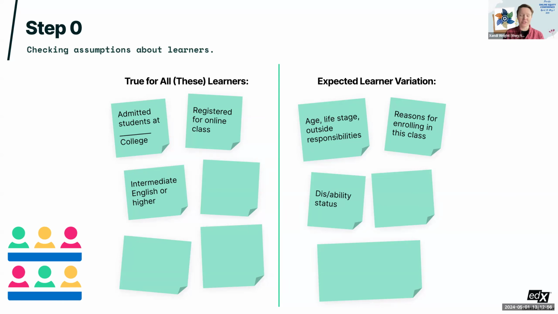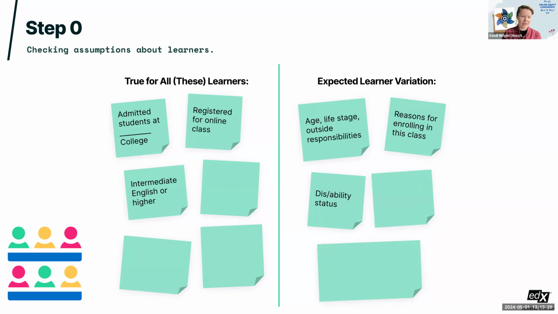So we know that our learners are going to vary by typically age, life stage, outside responsibilities, what brought them to this class, their disability or ability status. We could go on and on here. But being intentional about identifying the ways that your learners will differ from one another is one way that we can start planning for that accessibility from the very beginning.